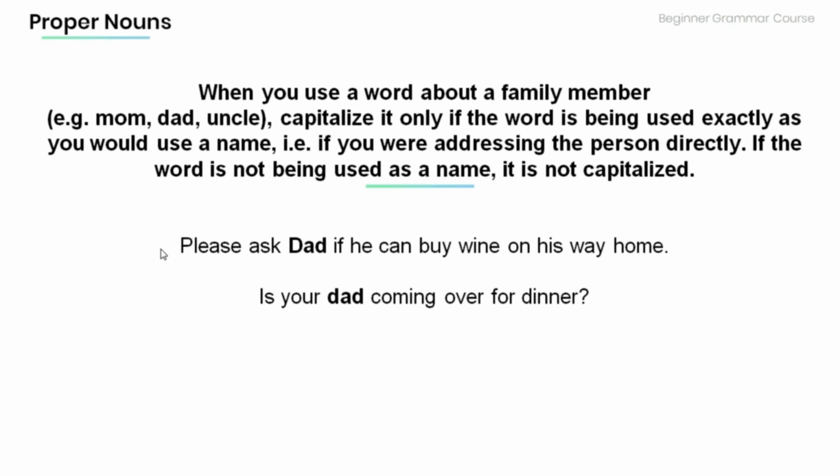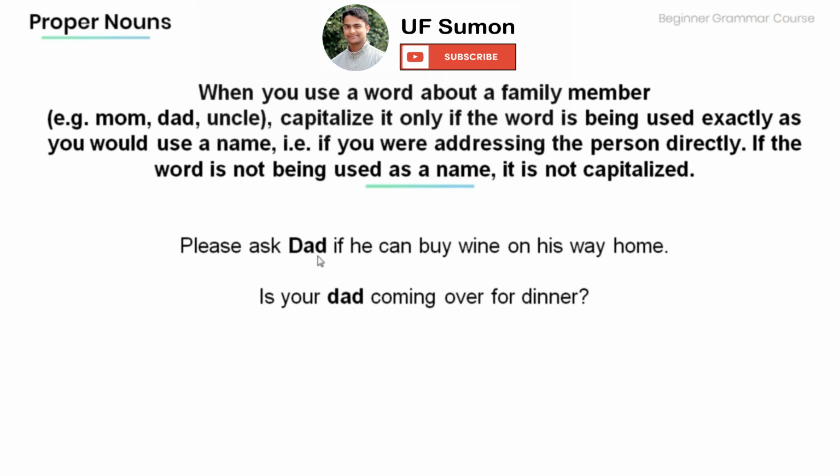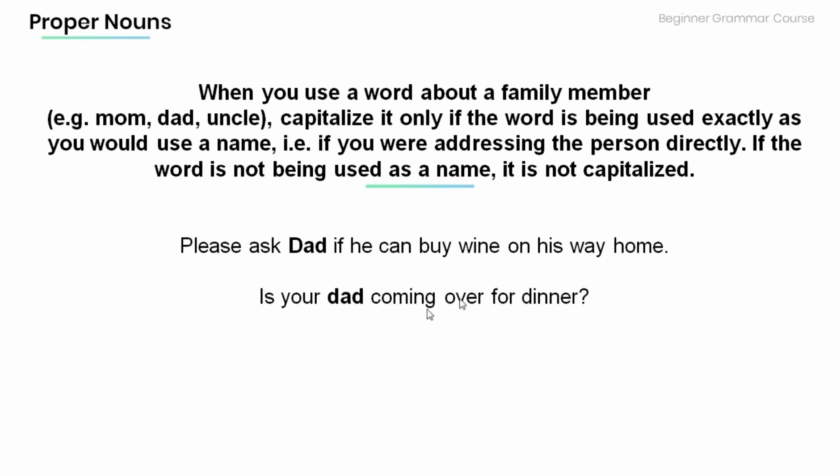Now, for example, in this sentence we have: Please ask Dad if he can buy wine on his way home. The word Dad is used to address the person directly, so it's capitalized. And in this sentence: Is your dad coming over for dinner? The word dad is not capitalized because it's not being used as a name.